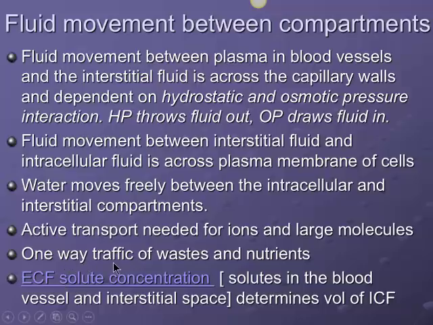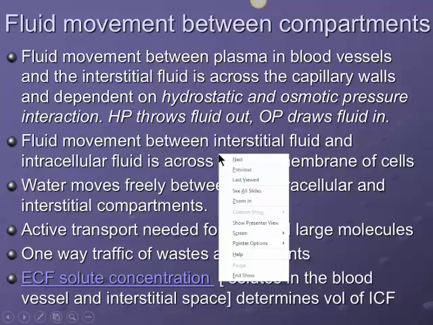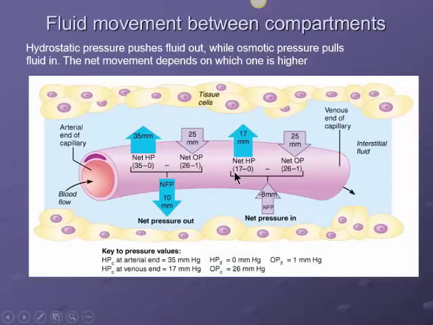And this is obvious. There's always a one-way traffic of wastes and nutrients. Finally, all nutrients have to go into the cells. Wastes have to come out of the cells and then be pushed out of the body, right? Either through respiration or through the kidneys. So therefore, nutrients will go into the cells, and wastes will come out of the cells and pass this way and then finally be taken out.